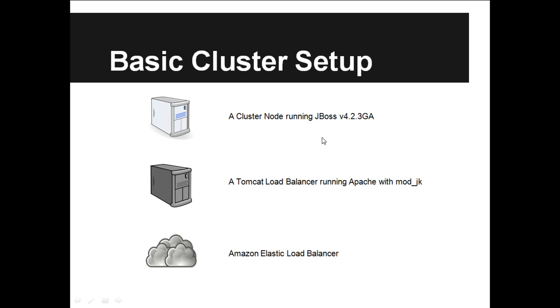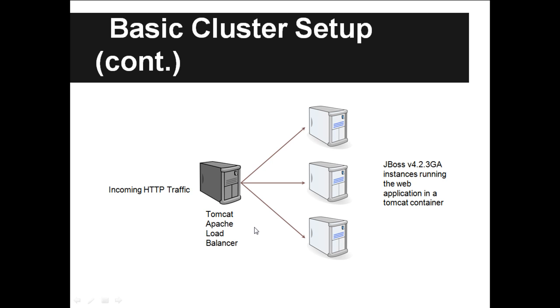This is a legend. The white server icon is going to be showing a cluster that is running JBoss. The black server icon will be showing an instance that is running Apache with mod_jk, which is actually a load balancer for Tomcat, and the third icon will be an Amazon load balancer, which will be depicted as a cloud.